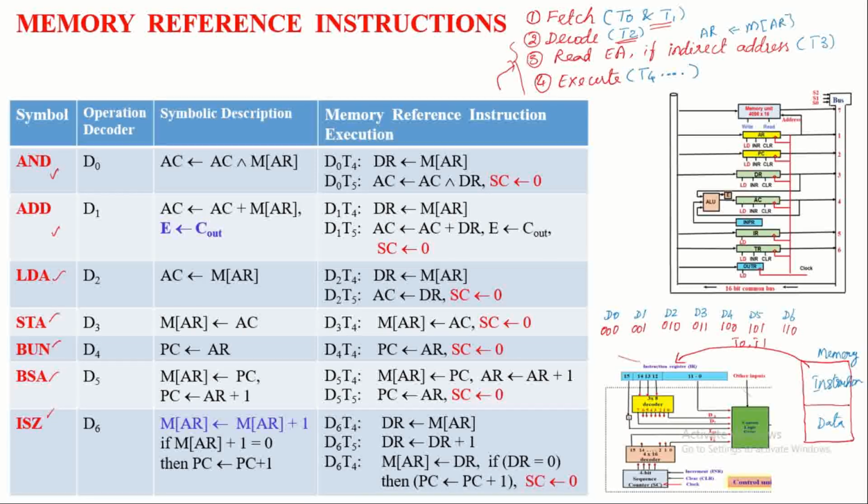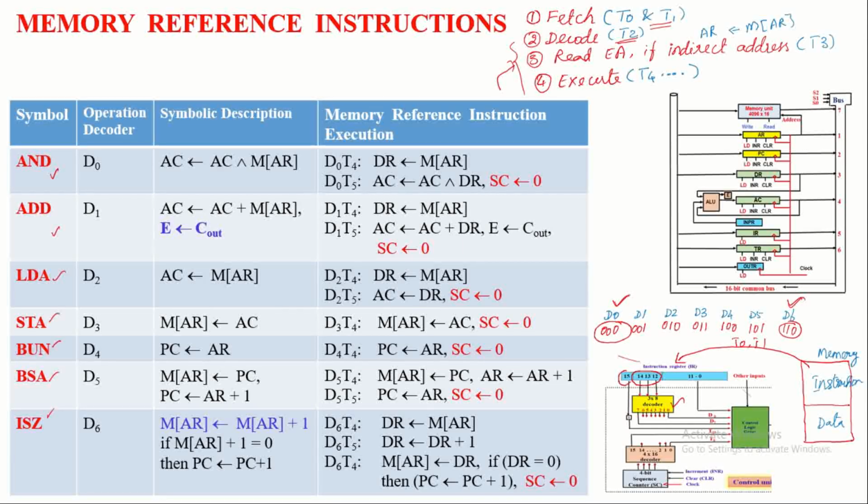When the decode phase is performed, bits 12 to 14 of the instruction are decoded by the 3 by 8 decoder, and based on the input values, this decoder will activate one out of 7 output lines which are designated D0 to D6. Usually the memory reference instruction takes the input values in the range 000 to 110. So based on its input values, one out of 7 output lines will be activated.